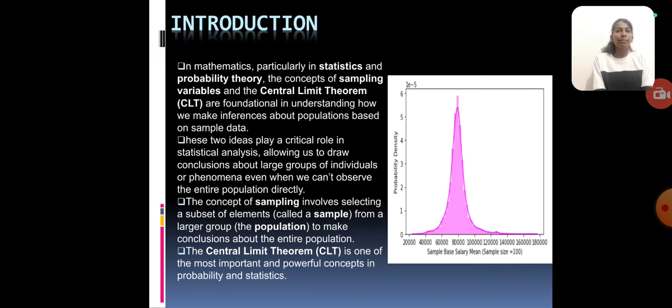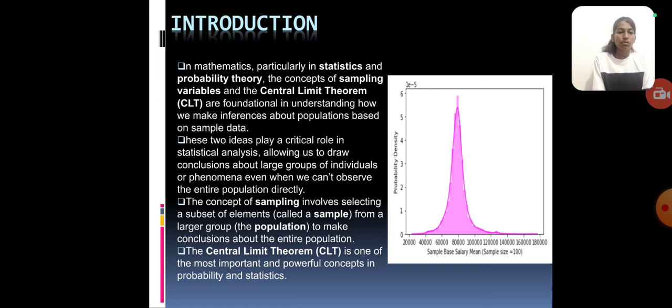Introduction. In mathematics, particularly in statistics and probability theory, the concepts of sampling variables and central limit theorem, in short form we call it CLT, are foundational in understanding how we make inferences about a population based on sample data. These two ideas play a critical role in statistical analysis, allowing us to draw conclusions about large groups of individuals or phenomena even when we can't observe the entire population directly.